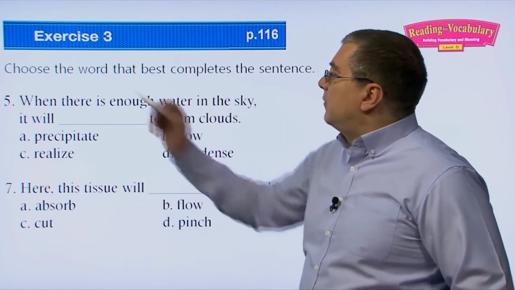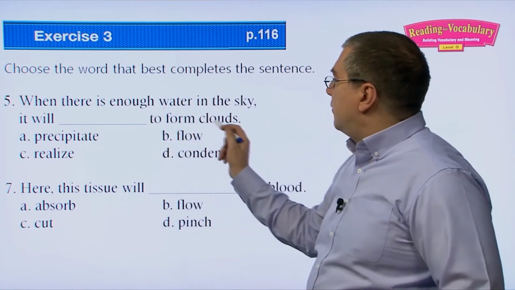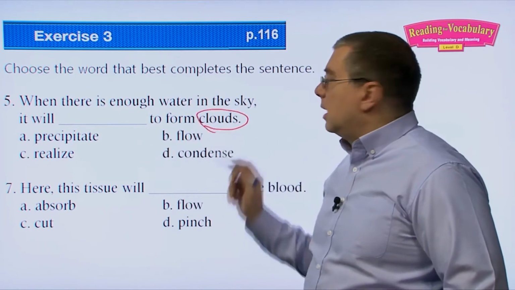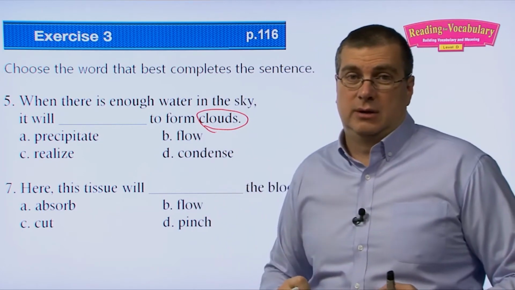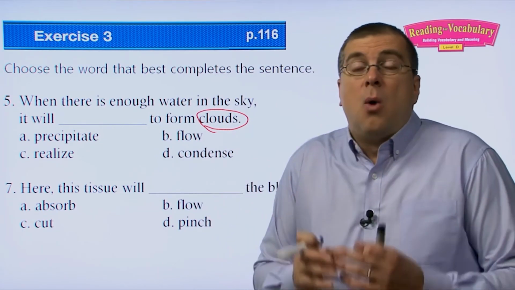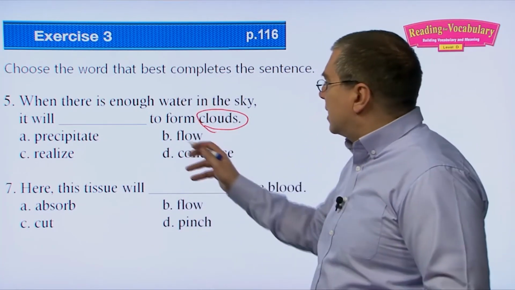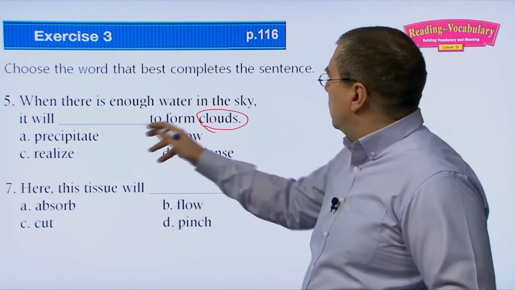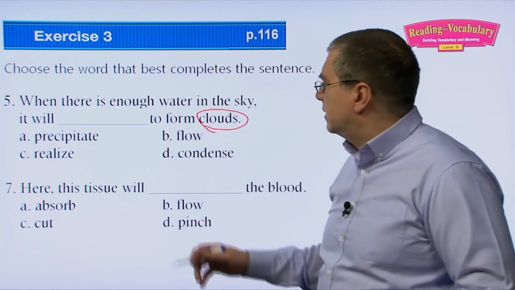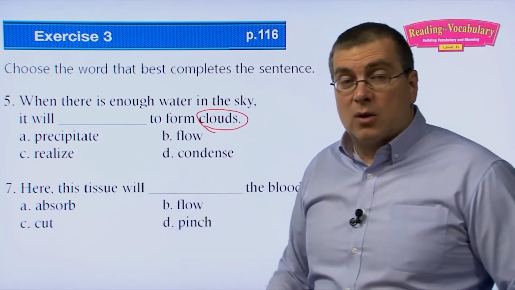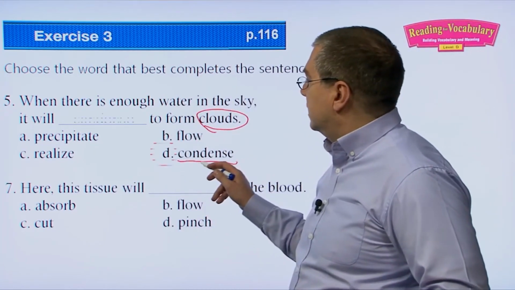Okay, next one. Number 5. When there is enough water in the sky, it will blank to form clouds. Now remember, before I talked about this. How are clouds formed? What is the process for forming clouds? Why are clouds formed? Because it precipitates? Because it rains? No. Because it flows, right? It will flow to form clouds. Water will flow in the sky. That's weird. That doesn't make sense. It will realize. Water can't think, right? It will condense. Condense to form clouds.